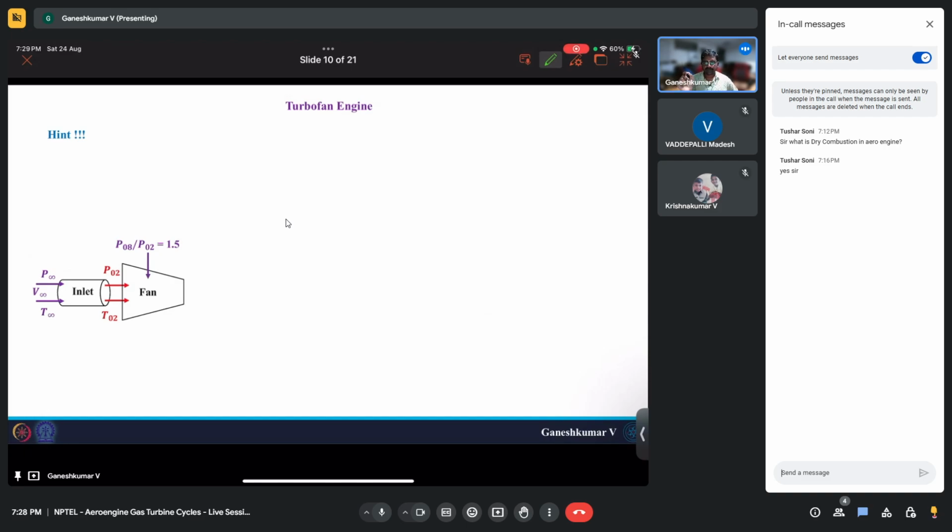So across the fan there will be an increase in pressure, with that pressure ratio of 1.5, and then you have a core flow, and in the core flow, one second.